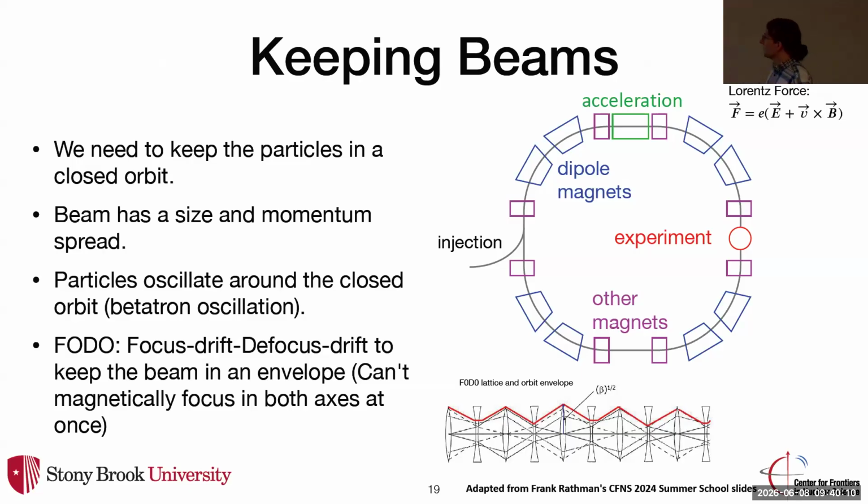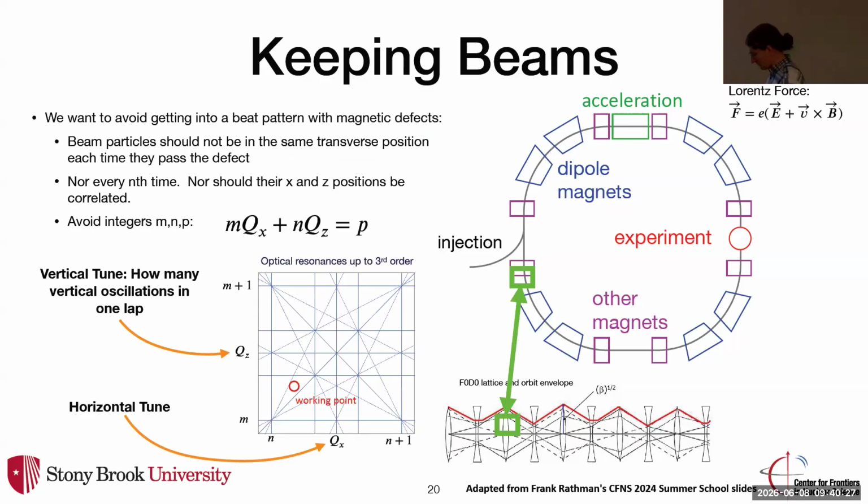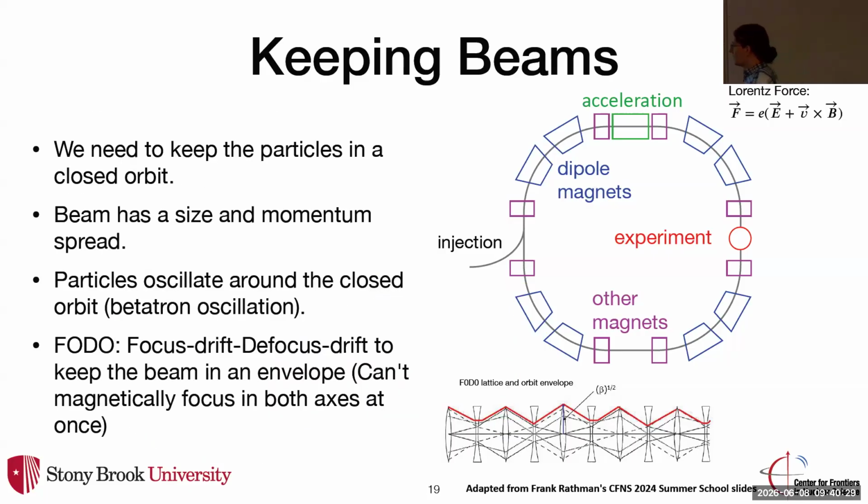Okay. So our beam is not this monoenergetic perfect line that's going around in a circle. We have some emittance, which is to say there's some transverse motion, and we have to keep focusing it in. The bread and butter of that is the focus, drift, defocus, drift lattice. So here's the beam envelope as it's going through these essential lenses.